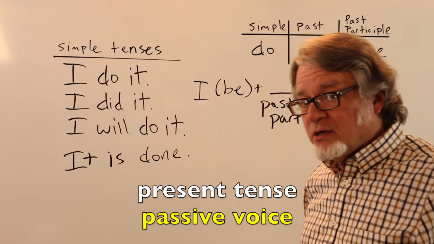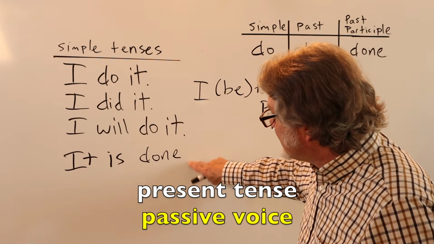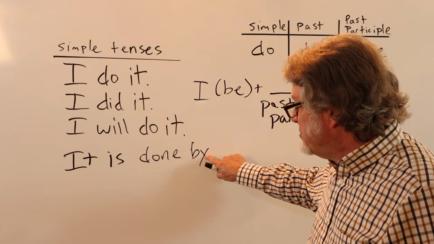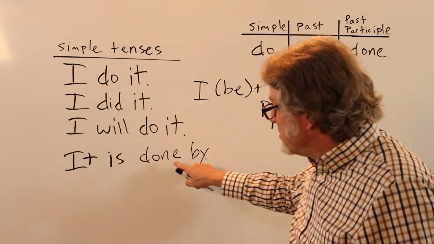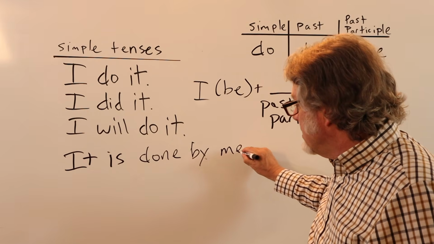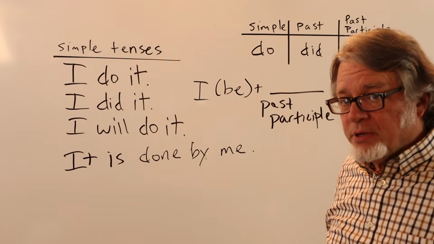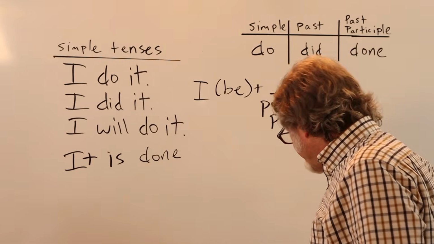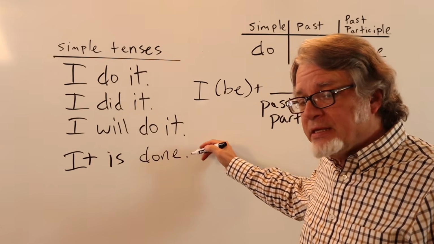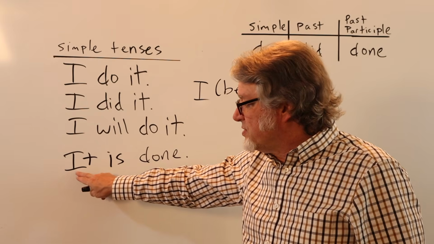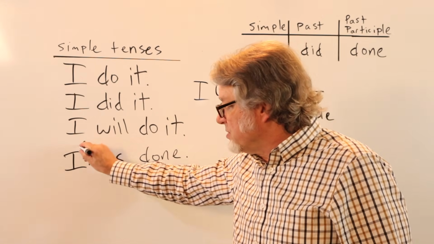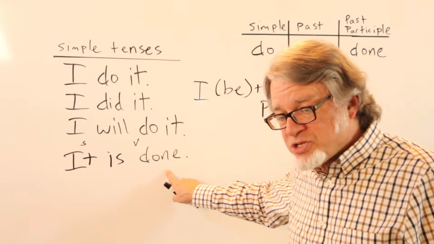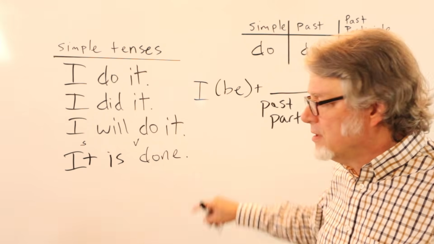And we can end here without saying who did it, or if we want to say who did the action, then we use by and then the object form of I after the preposition is me. It is done by me. But let's take this off because it does sound awkward. It is done. And we don't indicate who did the action. This is a thing. The subject here doesn't do anything. The passive voice implies action by something else.